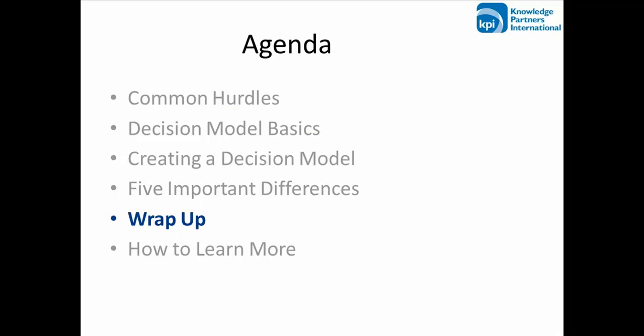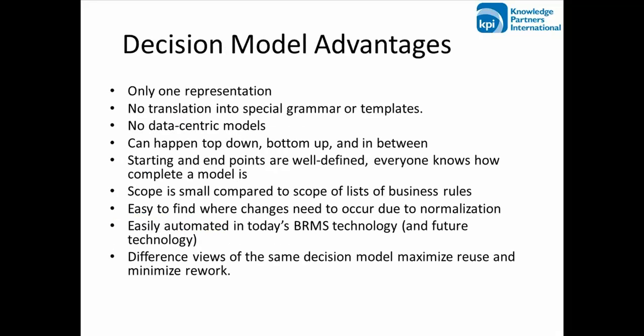So let me wrap up real quickly. The advantages of the decision model are on this page, but I want you to realize that you can gain all of these advantages without buying any technology. So these are the advantages. There's only one representation for business logic, and it has been applied to almost every kind of complexity of rules. There's no translation into special grammar or templates. There are no data-centric models. And decision models can be created top-down, doing the diagram into the rule families, or bottom-up, or any combination.